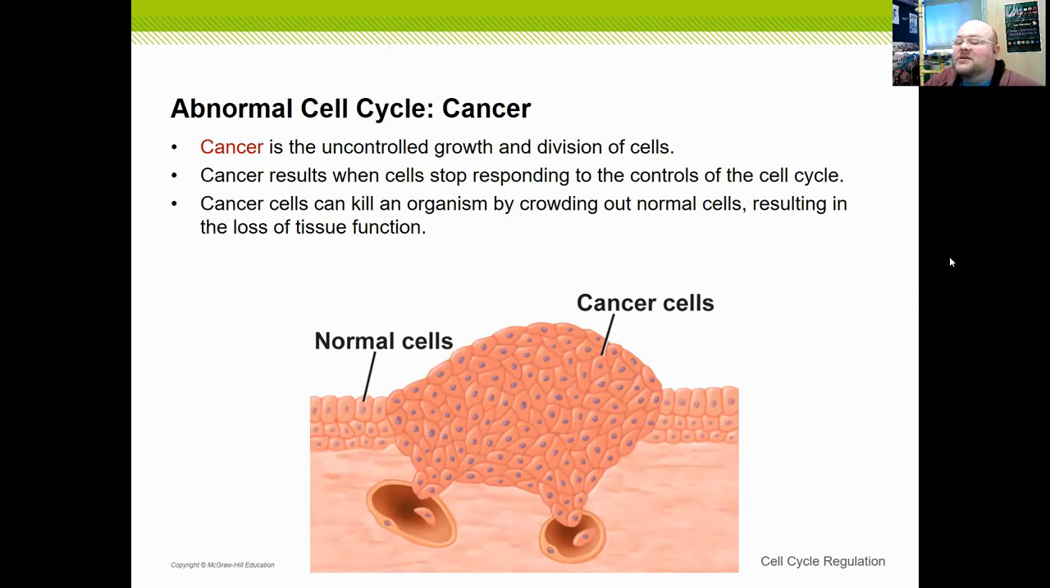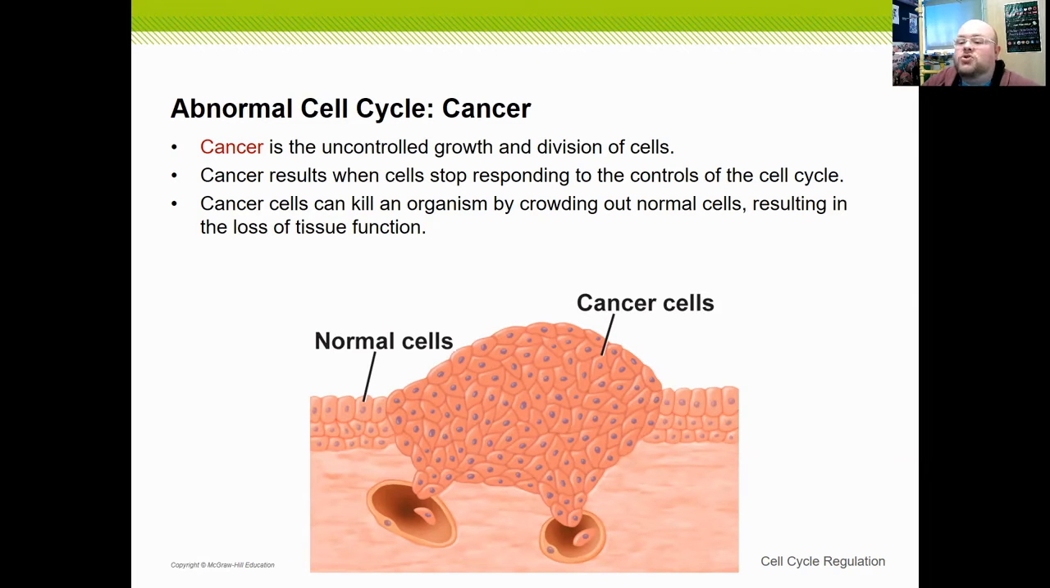Now, when the cell cycle gets a little out of control and it goes unregulated, these checkpoints are not working, this is how cancer happens. Think about it. The cell cycle controls growth and division of cells. If that's unchecked and uncontrolled, cells are going to start growing and growing and dividing and dividing over and over without any checkpoints. That's cancer. When you hear about cancer, that's what's happening.